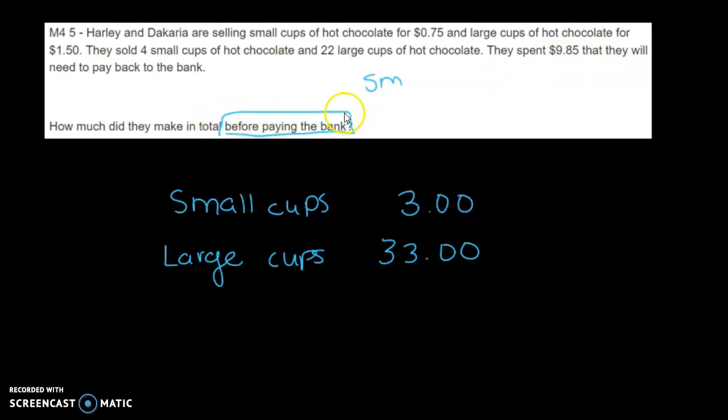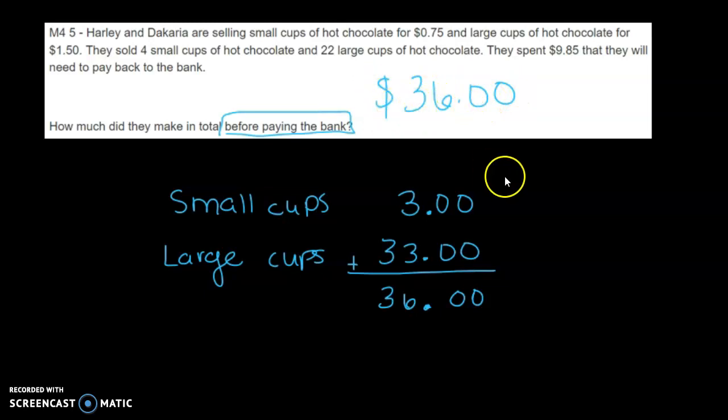So we're not worried about the bank at the moment. It just wants to know how much they made in total. Well, we already did this work, so now we just have to add the two together. According to your notes, when you add decimals, you do align your decimal point. This is that line them up. So we just need to add. So we have 0, 0, 6, and 3. So in total, they made a total of $36 before going to the bank. So that would be the answer to number 5. Told you to see how they build.